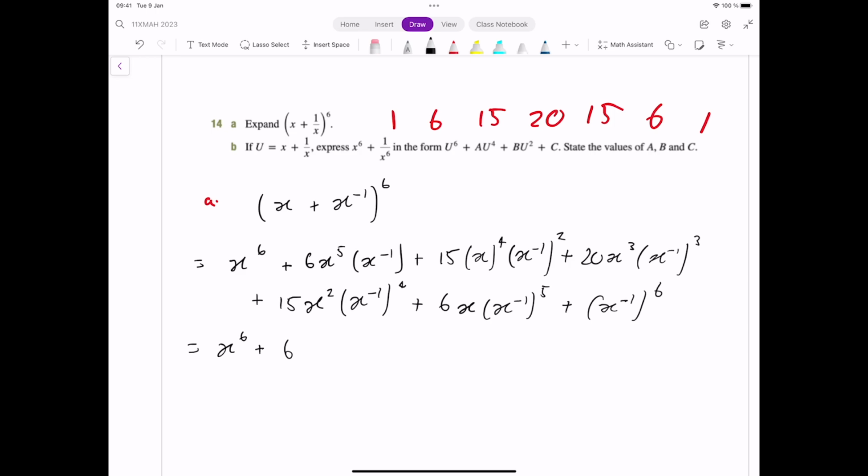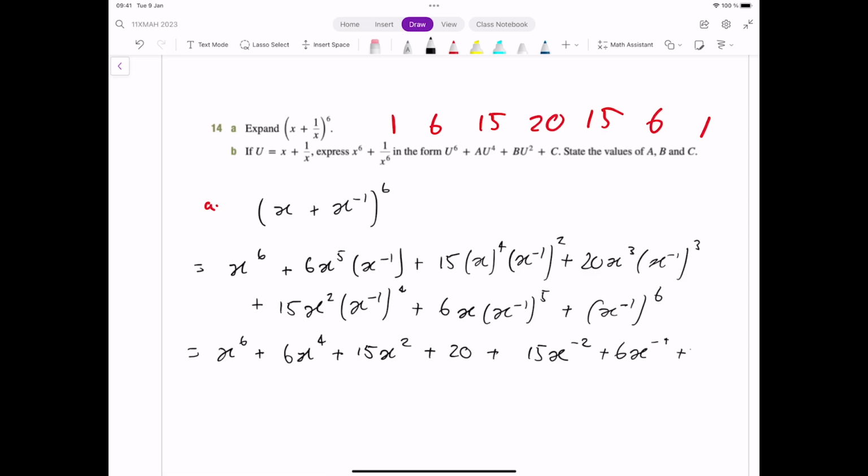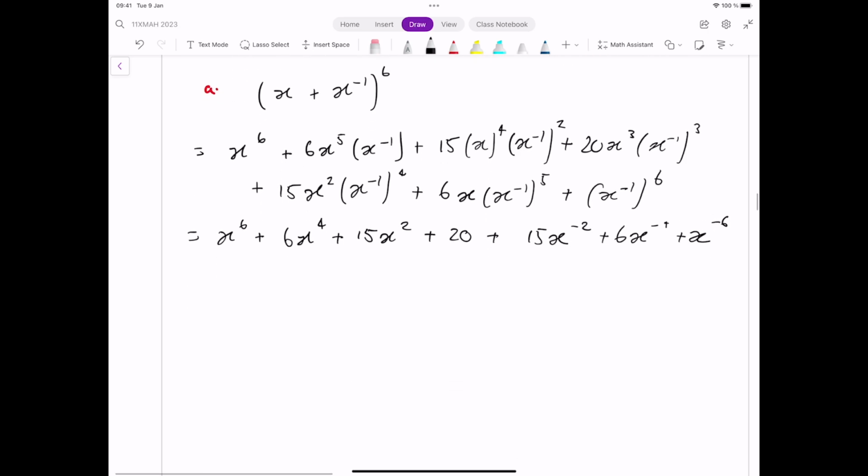So that's equal to x to the power of 6 plus 6, 5 minus 1 is 4, x to the power of 4 plus 15. This is going to be 4 minus 2, so x squared plus 20. It's going to be 3 minus 3, just nice and 20, plus 2 minus 4, so 15x to the power of minus 2, plus 6. 1 minus 5 is x to the power of minus 4. And we've got plus 6, x to the power of minus 6.